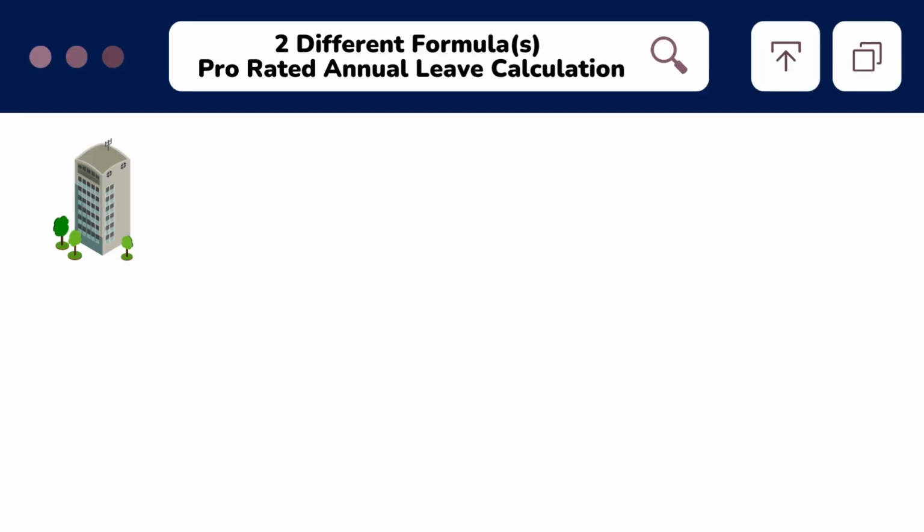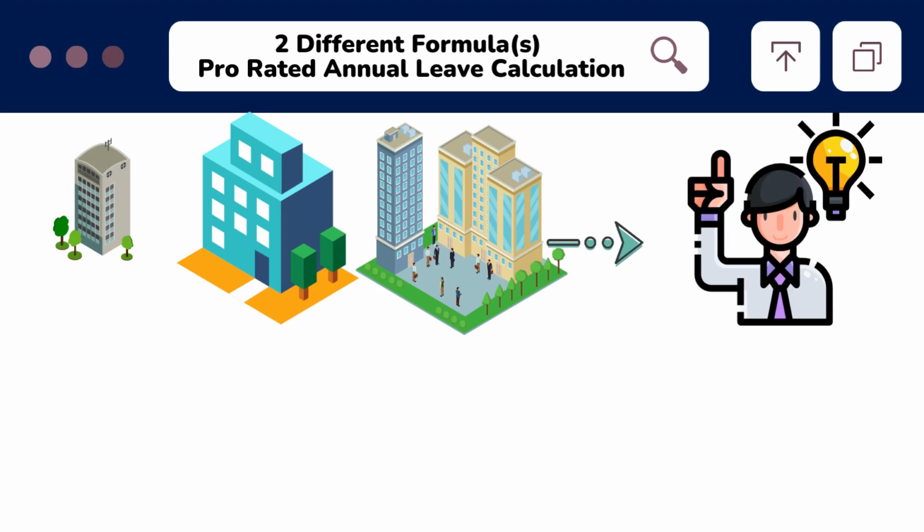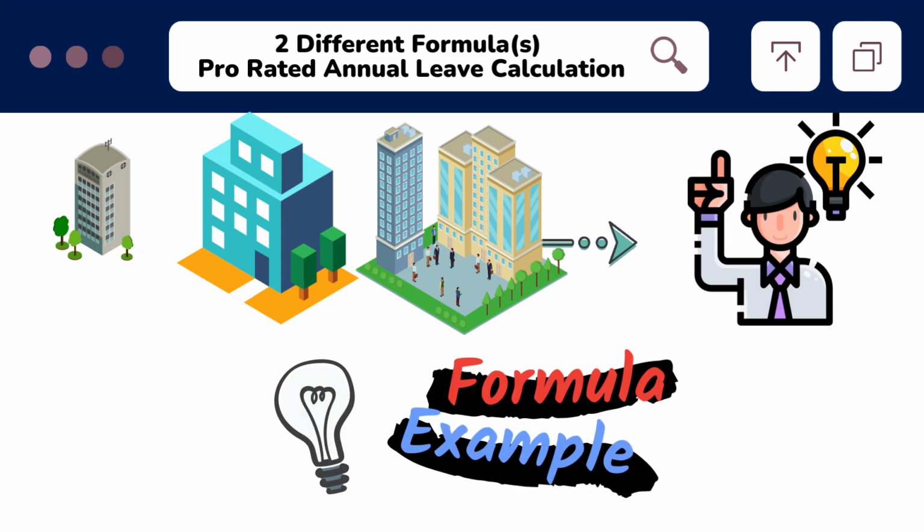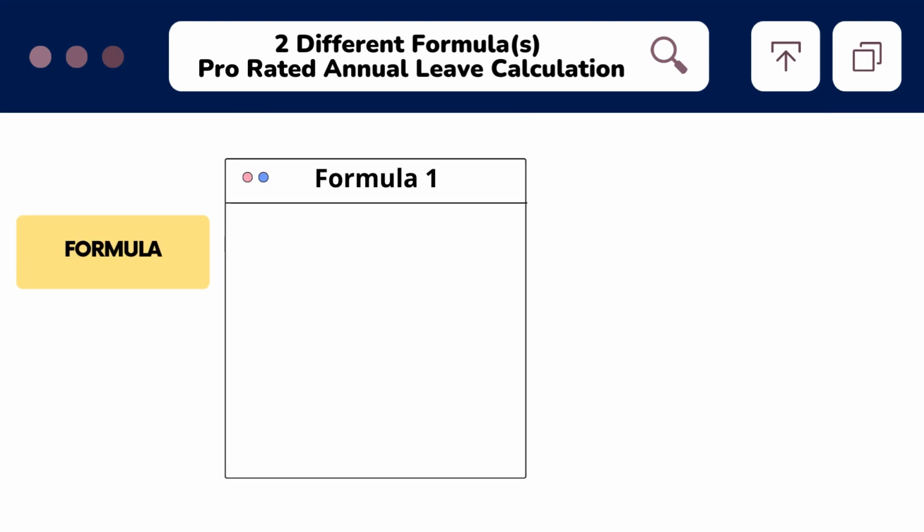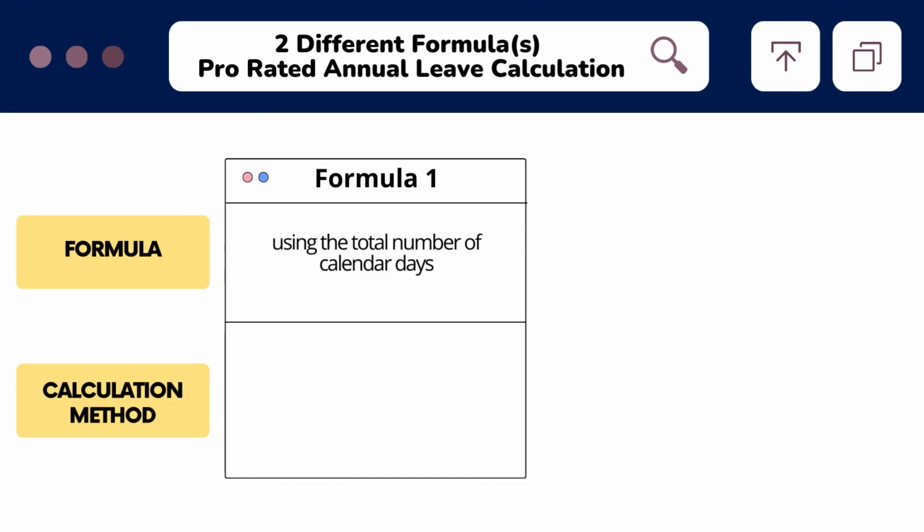There are two formulas that are commonly used by companies. I will share with you what the formulas are, followed by examples, and which is recommended by JTK. Formula number 1 is using the total number of calendar days. The calculation method is the total number of days of worked months in that particular calendar year, divided by 365 days per calendar year, times the total number of annual leave entitlement per calendar year.